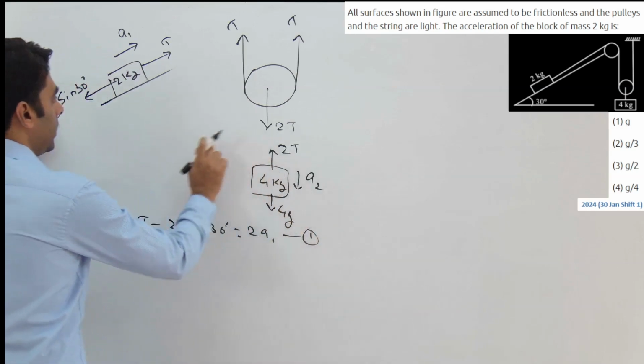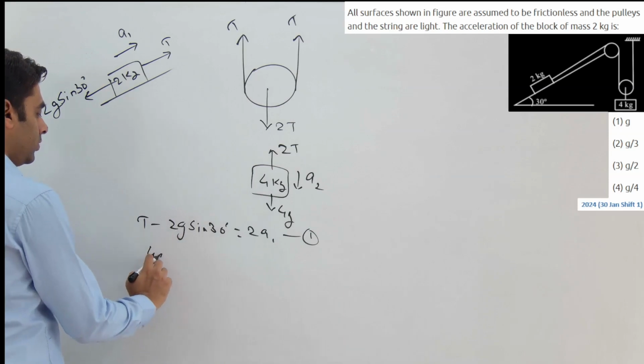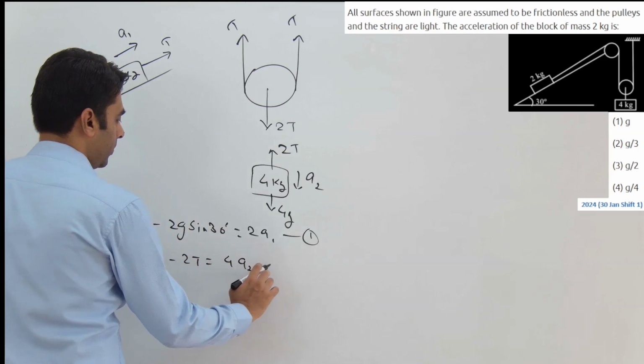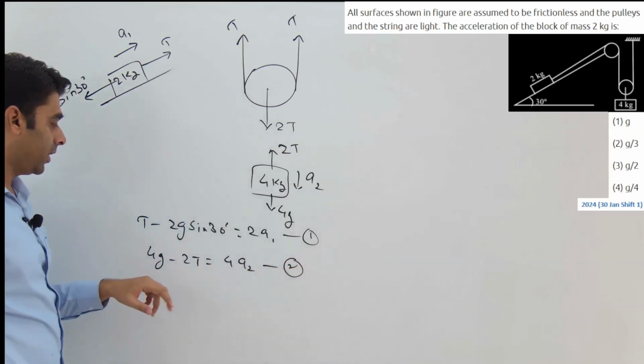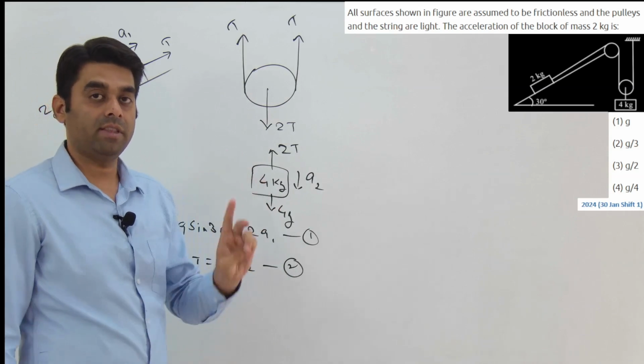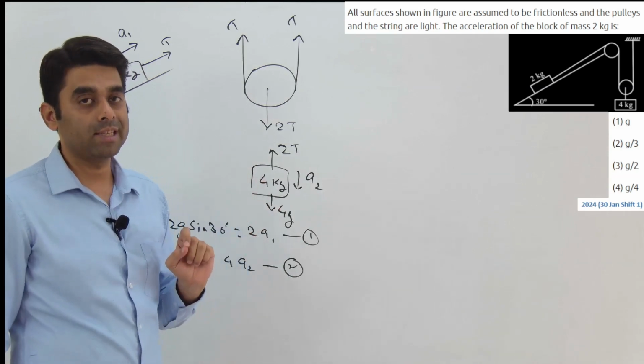Equation 1. If we write it down for the 4 kg block, it will be 4g minus 2T equals 4 into A2. Well and good. Now over here we have T, A1 and A2. Three variables are there, and we have two equations. One more equation we need. We'll get it from the constraint relation.